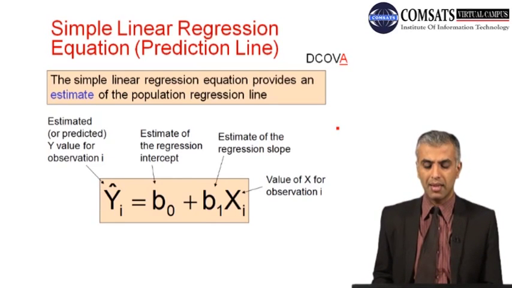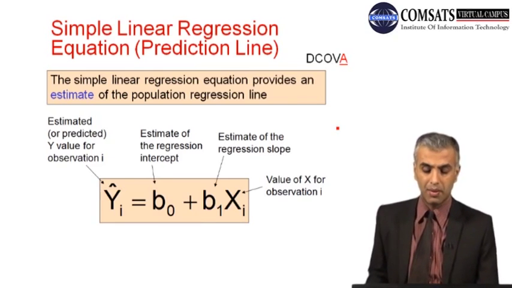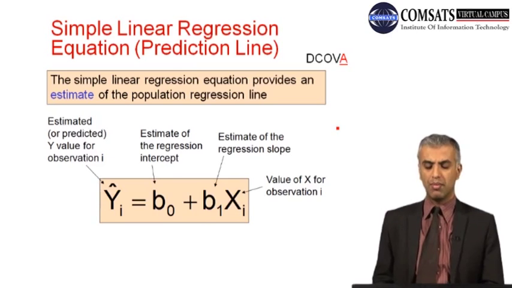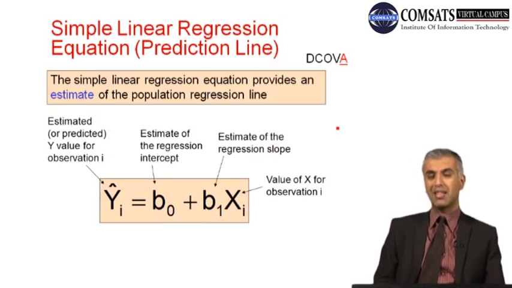So here basically the explanation of different figures is there, and you can see b naught is the estimate of the regression intercept, and beta 1 is the estimate of the regression slope. So basically xi is the value of x for observation i.